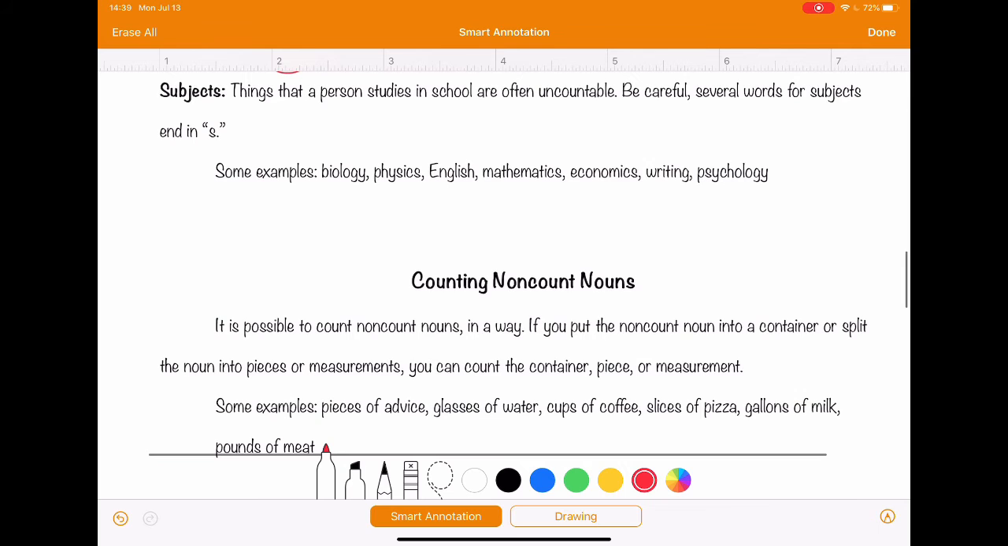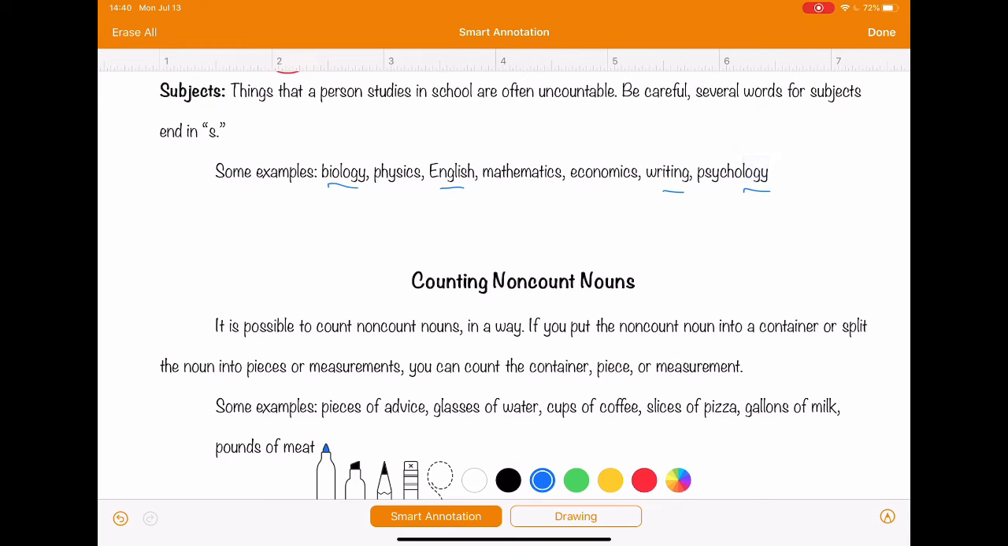And then finally, subjects of study. Things that a person studies in school are often uncountable. Sometimes this is pretty obvious, but sometimes it's a little confusing because some words for subjects actually end in S, and it looks like they're plural, but they're not. So here, this is obvious when I see biology or English, writing, psychology.